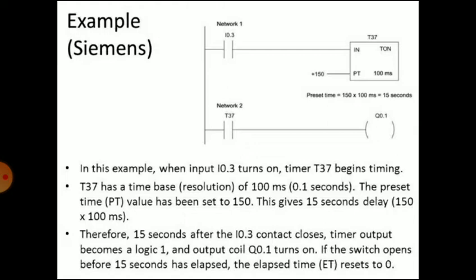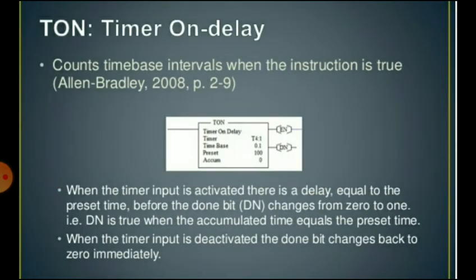Therefore, 15 seconds after the I0.3 contact closes, the timer output becomes a logic 1, and the output coil Q0.1 turns on. If the switch opens before 15 seconds has elapsed, the elapsed time ET is reset to 0. So this is another example of timer or on delay timer.